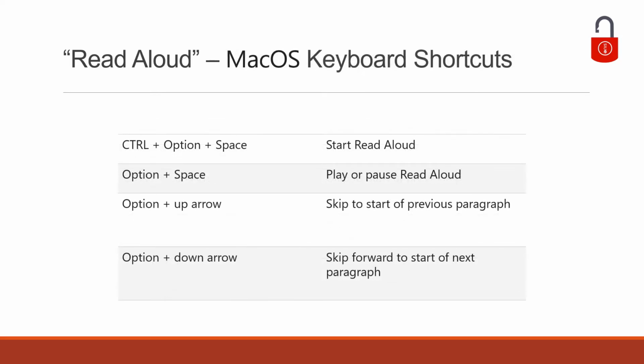For MacBook shortcuts, Control-Option-Space will open the read aloud feature. Option-Space will play or pause read aloud. Option-Up arrow will skip to the previous paragraph, and Option-Down arrow will skip to the next paragraph.